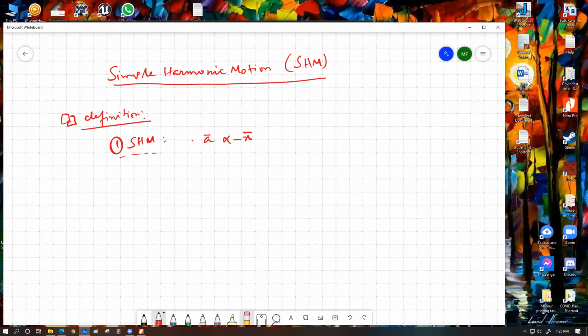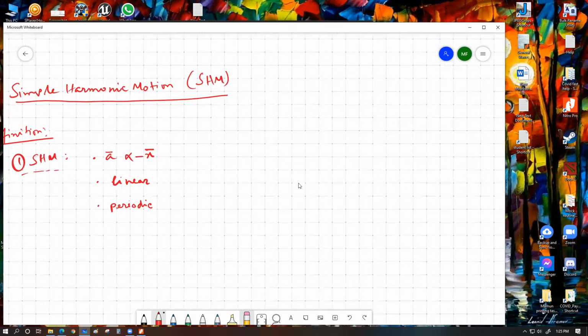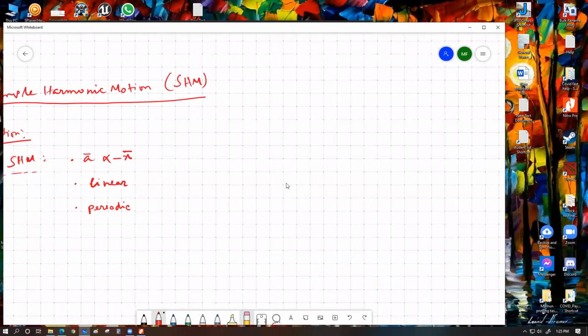But before I jump into this, there are two more properties of simple harmonic motion. The other thing is that simple harmonic motion should be linear, and the third property is that it is periodic. It means it should have a repeated motion about the equilibrium. One very simple example for simple harmonic motion is the simple pendulum.